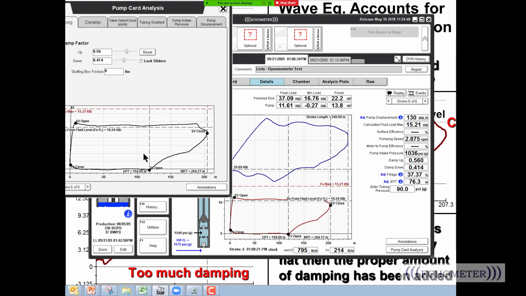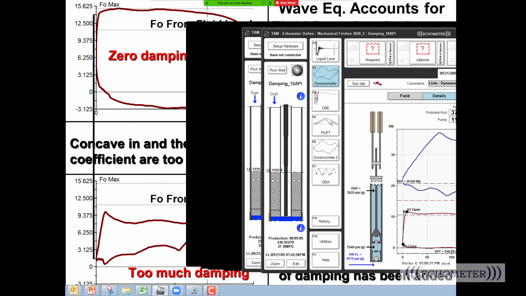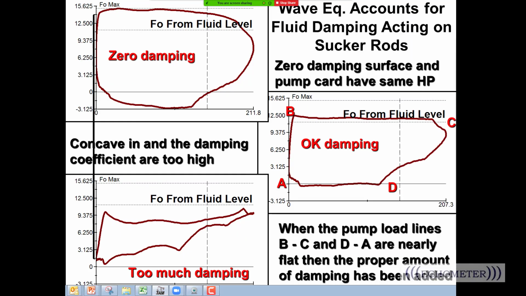Good. Yes, we have some complementary answers from the participants, saying that the dyno card loads might be below the FO line when the fluid level is not picked correctly, or when they have the wrong pump size. Yeah. So if this load line was flat and the FO from the fluid level line didn't match up, then that could mean that the fluid level could be interpreted incorrectly. It could mean that the plunger size is the wrong size.